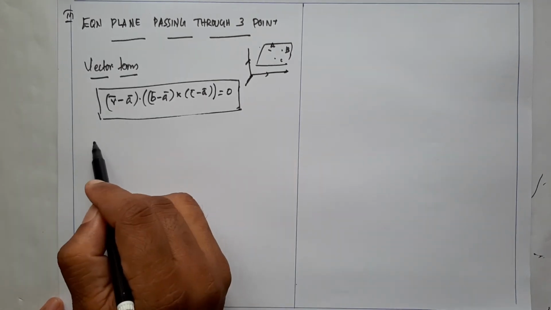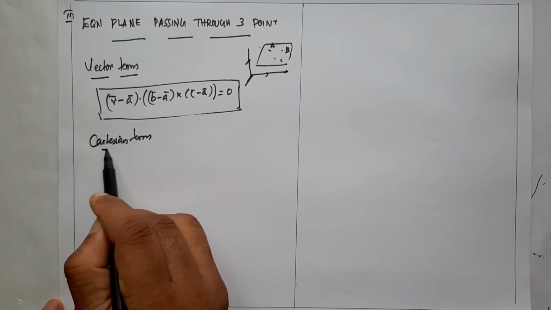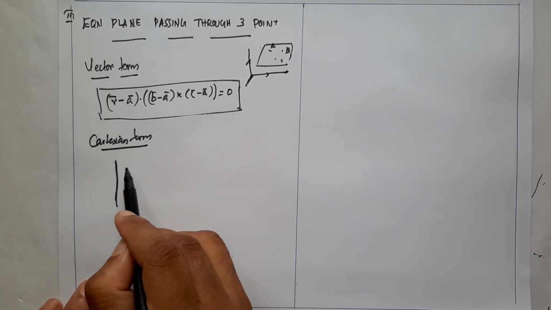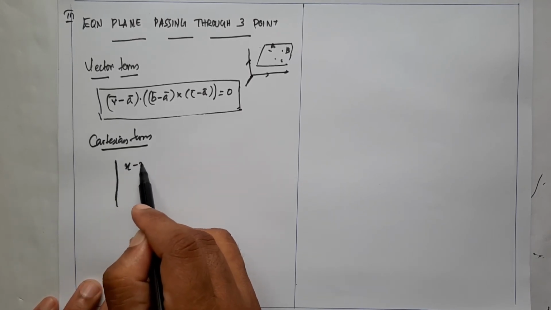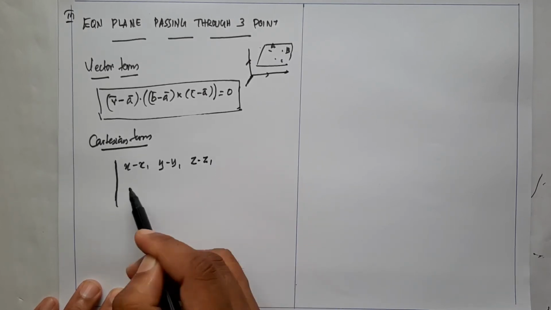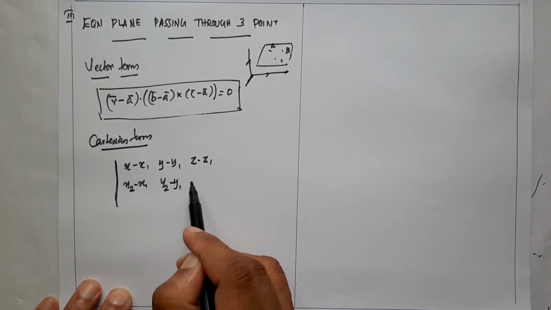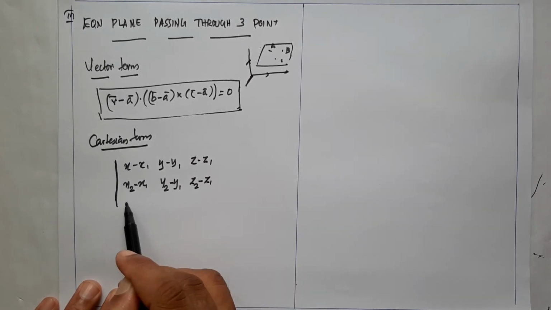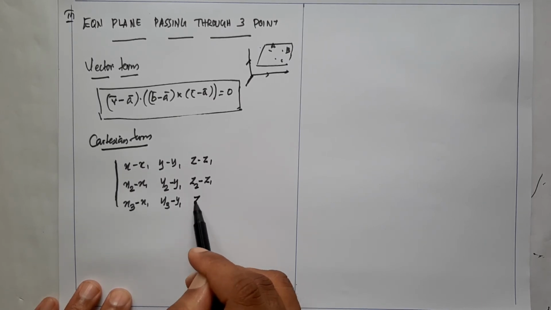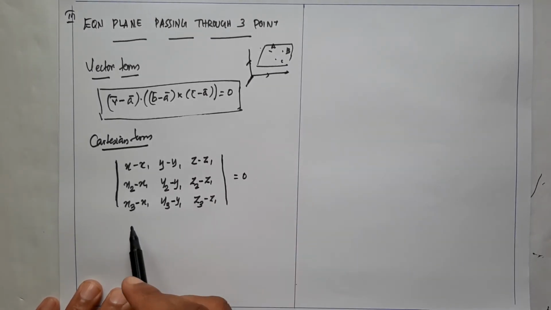And this Cartesian form is very important. The Cartesian form is a determinant. It's very simple, but very important. First row: x minus x1, y minus y1, z minus z1. Second row: x2 minus x1, y2 minus y1, z2 minus z1. Third row: x3 minus x1, y3 minus y1, z3 minus z1, equal to 0. This is the Cartesian form.